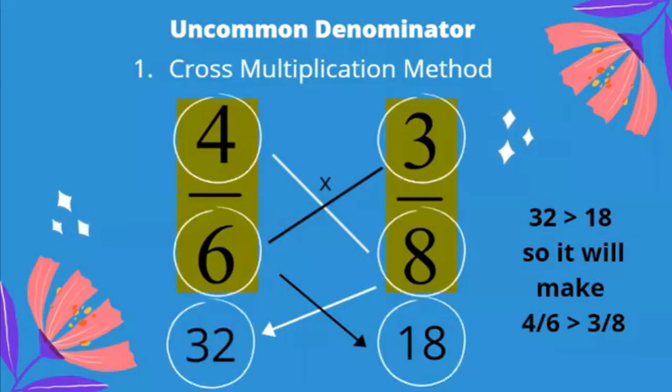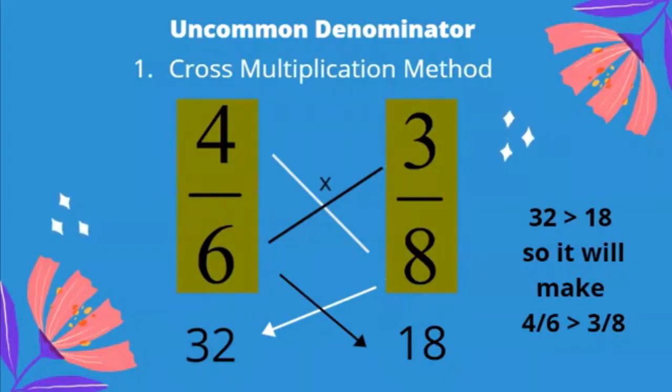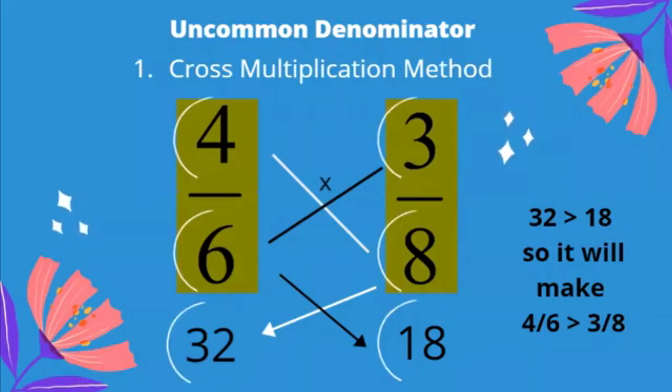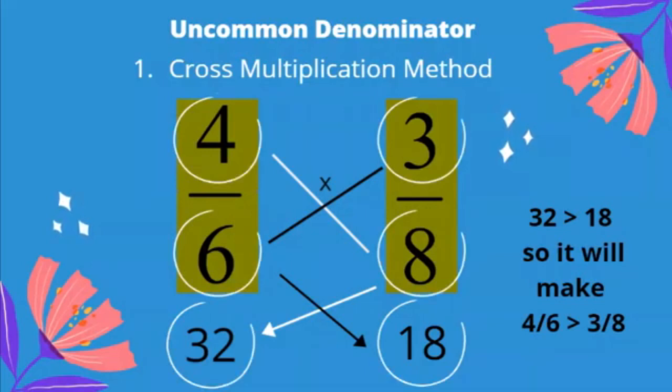Okay, now if we already got both of the answers, just compare the numbers. The bigger number of the cross multiplication is the bigger fraction. But remember, the number on the left side will belong to the first fraction, and the number on the right side will belong to the second fraction. In this example, 32 is bigger than 18, so that means 4 over 6 is bigger than 3 over 8.